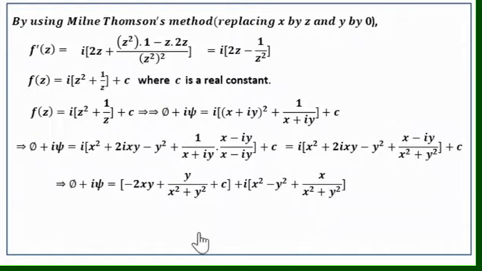Now if we compare the real and imaginary parts on both sides, on the left side the real part is phi, that gives phi equal to minus 2xy plus y by x square plus y square plus c. So this is the required phi. This completes the solution of the problem, and with this we have completed module 1. Thank you.